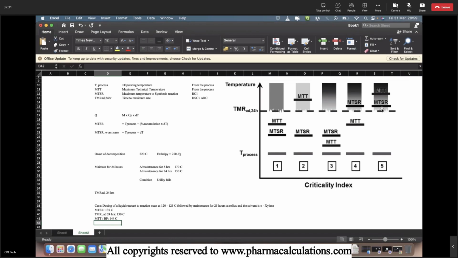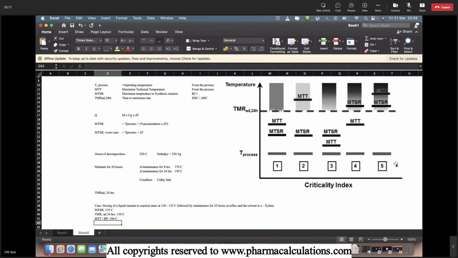Why? Because beyond this TMR ad 24 we found this MTSR, and then we found the MTT, or the boiling point, 144. So the case that we have taken is similar to class 5 here, which indicates this has high risk, and we shouldn't take this specific process for execution into a commercial site. Why? Because there are more chances for a decomposition scenario. So in this case, ideally what we have to do is take the process back into the lab, and then re-engineer the process.